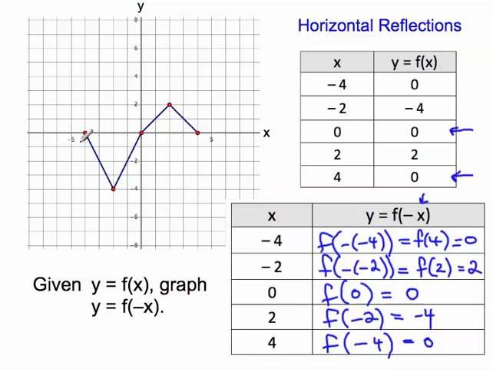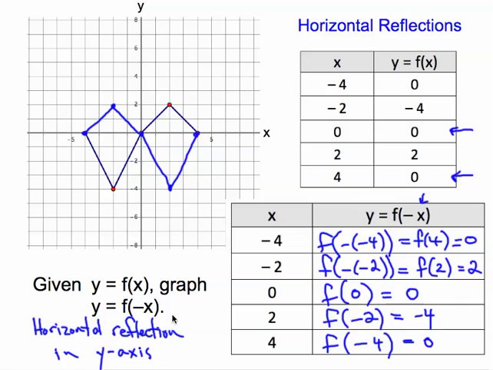So let's plot these points. We've got the point negative 4, 0, the point negative 2, positive 2, the point 0, 0, the point 2, negative 4, and the point 4, 0. So if I connect these, you can see that what's happened is the graph has been reflected horizontally or flipped horizontally in the y-axis. It's as if the y-axis was a mirror and it had been flipped left to right across it. So replacing x with negative x gave us a horizontal reflection in the y-axis.